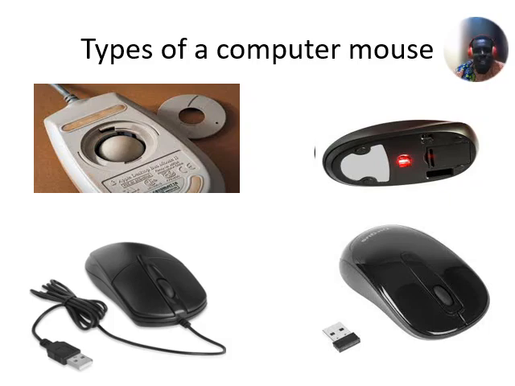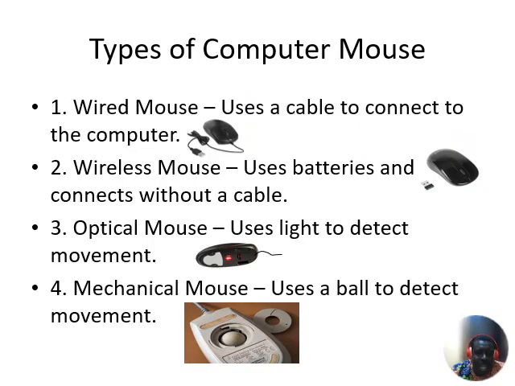So let's look at their functions. The wired mouse uses a cable to connect to the computer, as we all know. Then the wireless, because it involves no wire, uses batteries and connects without a cable. Most wireless mice use batteries, and then you connect using your small receiver, which sends signals to the computer. We have our optical mouse that uses the laser technology underneath it to detect movements. And then we also have our last type of mouse, the mechanical mouse, which uses a ball to detect movement.